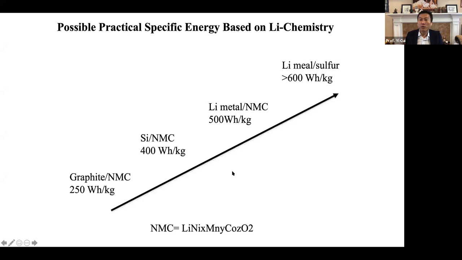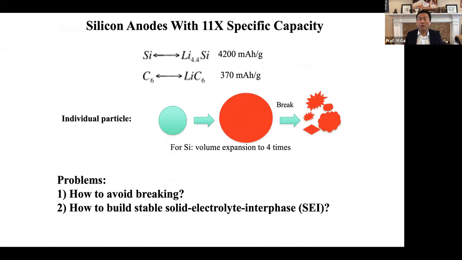So let me use silicon as an example. Graphite was used as an anode before, for the past 30 years in the commercial space. What about silicon? Silicon stores about 11 times the charge storage capacity compared to graphite. However, silicon volume expansion is four times. It will generate this breaking problem. And not only is the material broken, you cannot build a stable interface. These anode materials will decompose organic electrolyte, forming the so-called decomposition compound, SEI, solid electrolyte interface.